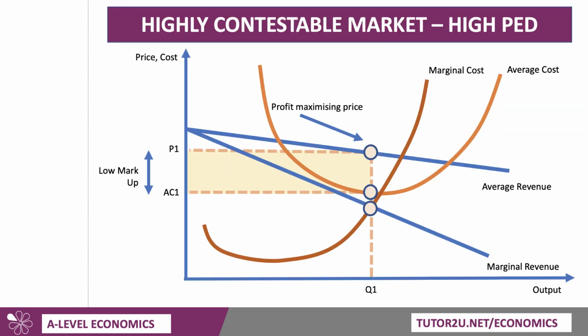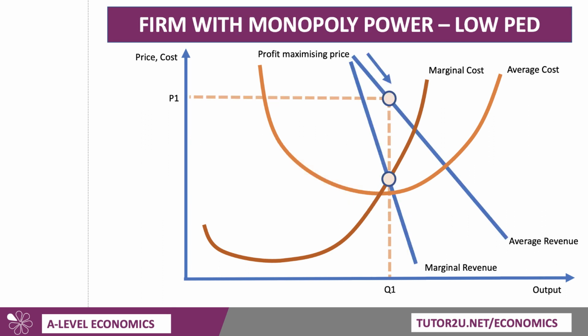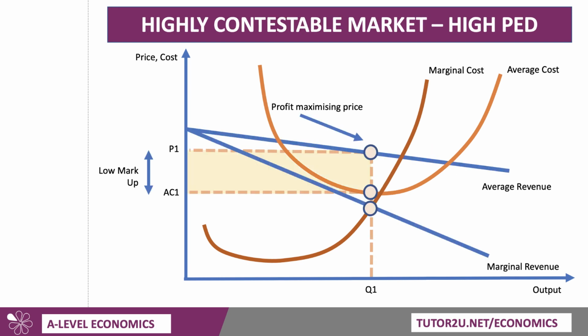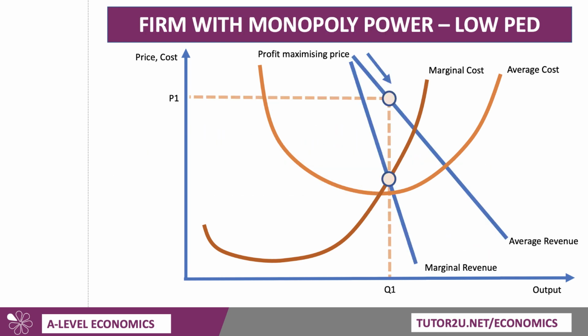So there's the original diagram we had before. Now there's the diagram with a highly elastic demand, low margin, and here's my contrasting diagram. Here it comes, highly inelastic demand. So let's go back a slide, highly elastic demand, highly inelastic demand with a low price elasticity. Profit maximising output is Q1, where marginal revenue meets marginal cost. I think that's right, good.